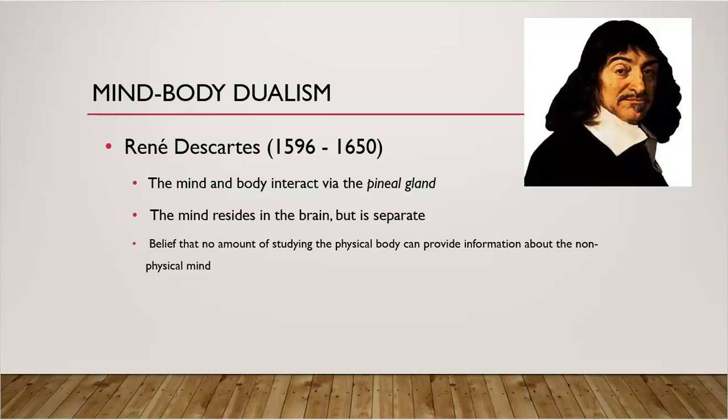While the mind was in the brain, it was a very separate entity than the body. You can also think of the mind as, say, the soul, so this is a separation of the soul and the body. During this time, religion was a big deal, so you can see where he got this mind-body dualism coming around. He believed that no amount of studying the physical body itself can provide information about the non-physical mind. He was at the impression that understanding how the body works, how the lungs work, how blood works, how muscles work, none of that can provide any information about how the mind works.